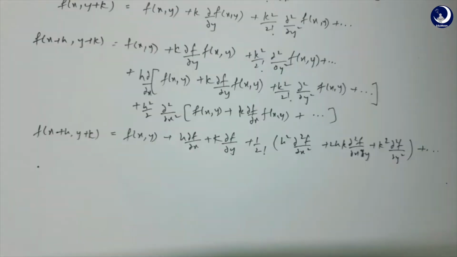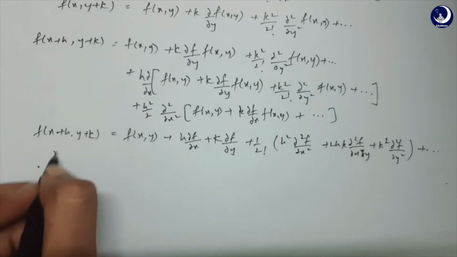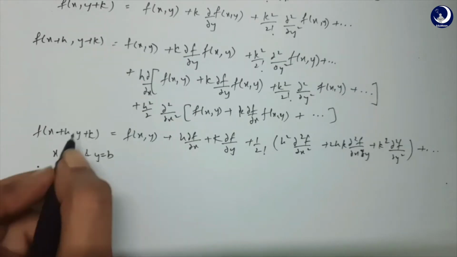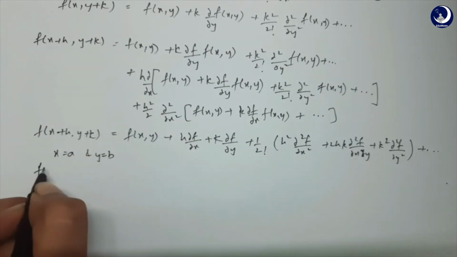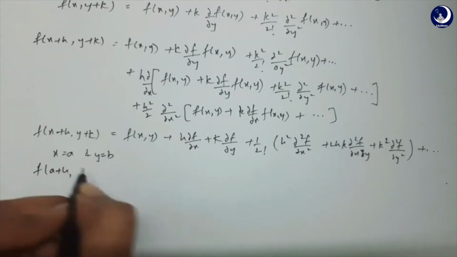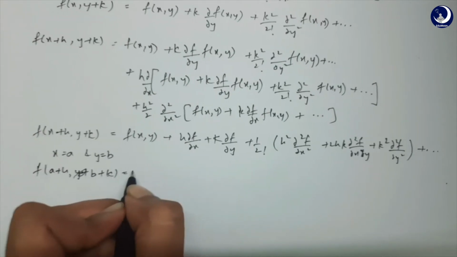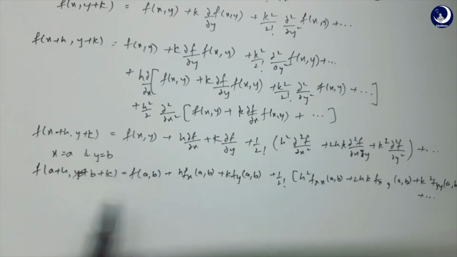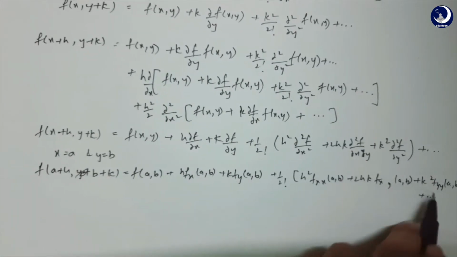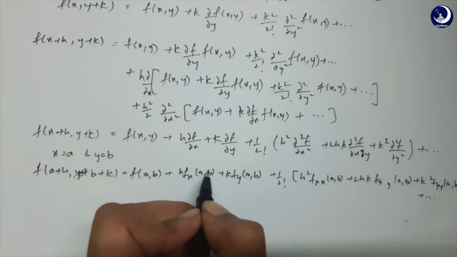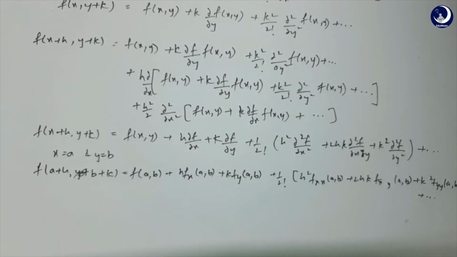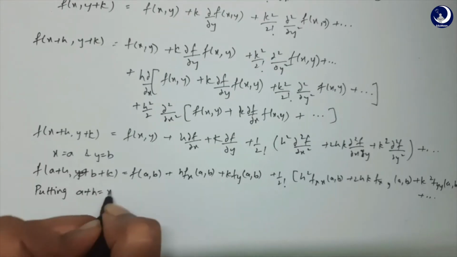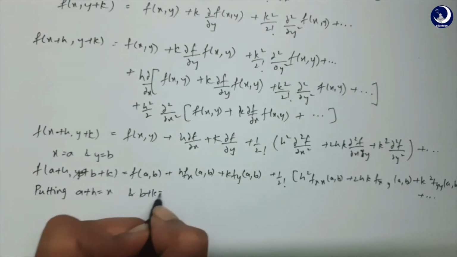And so on. Now if we take x equals to a and y equals to b and substituting over here, then we would get f of a plus h comma b plus k equals to f of a comma b plus, now we get like so. I just changed some of the notations here. I hope you guys don't get confused. So f of x and dou f by dou x, they're both the same. Putting a plus h equals to x and b plus k equals to y.